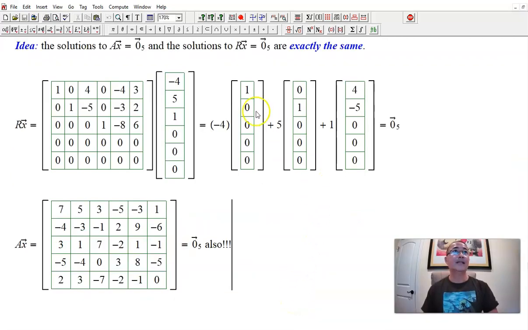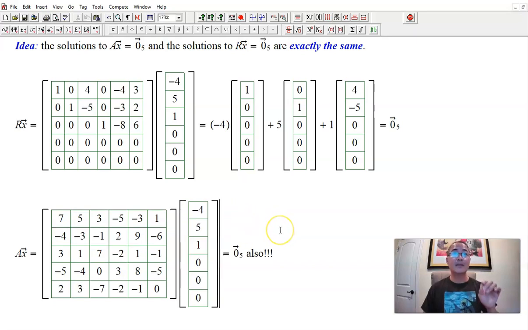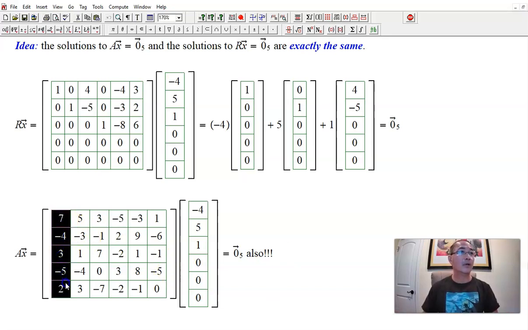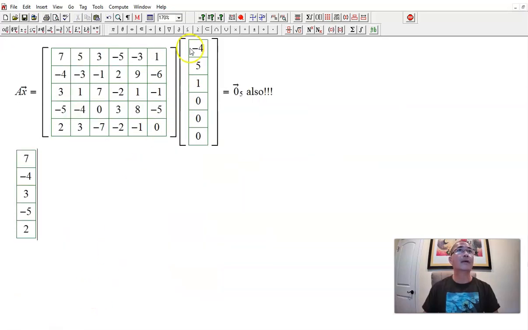All right, but we said that the key idea here is that the solutions to Ax is the 0 vector and the solutions to Rx is the 0 vector are exactly the same. So therefore, if you multiply A, the original matrix, by the same x, we should get the 0 vector also. This time, it's not obvious at all that we will get the 0 vector. So let's see. We want column 1 multiplied by negative 4.